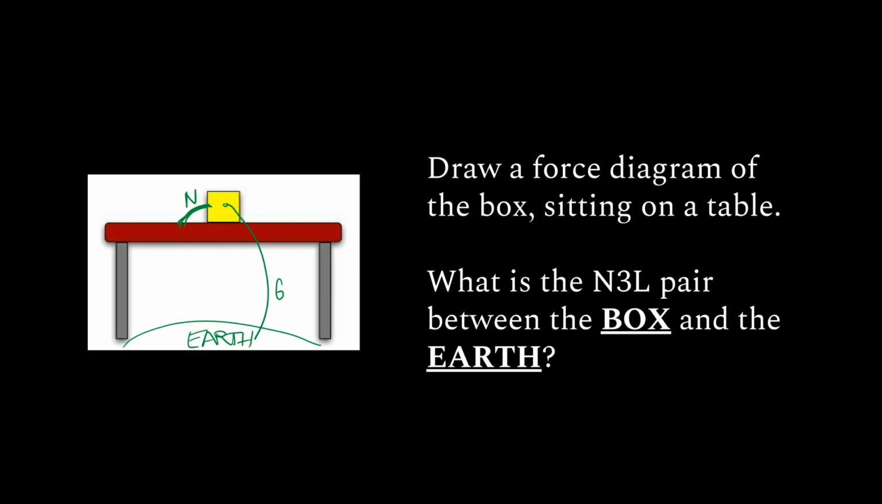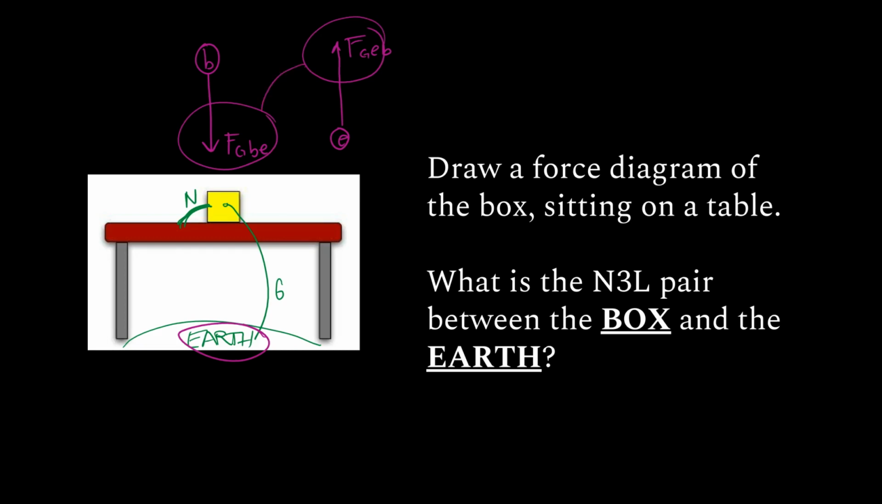So we have the box. When we all do this first, right? The weight of the box, or the force of gravity. But then what we don't do as often is draw a force diagram for the earth. Okay? And the earth is being pulled up by the box using the force of gravity. Okay, so we know that they're going to be equal to each other, but we just don't know how much. And that's Newton's third law pair.